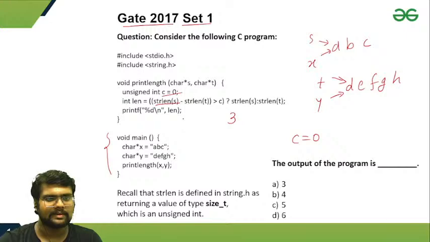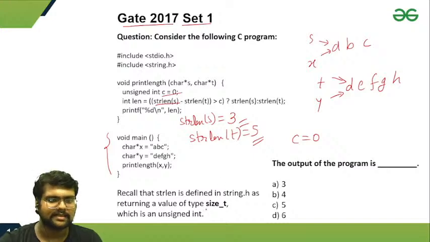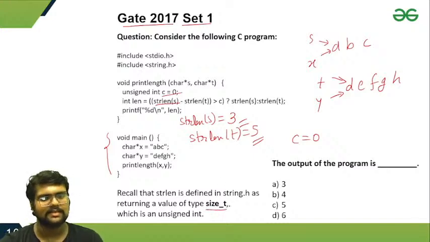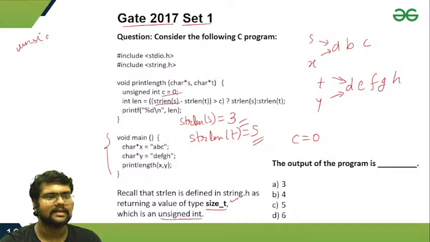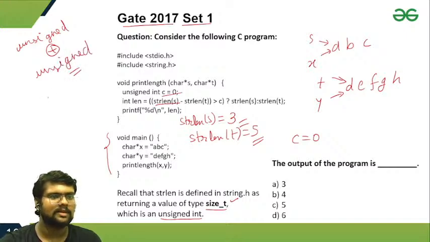Okay, strlen of s will be 3 and strlen of d will be 5. But one thing to notice is that strlen returns the size_t type, which is an unsigned integer. So when we do any operation on unsigned integers, suppose we do some operation with another unsigned variable, the result would be an unsigned variable only.